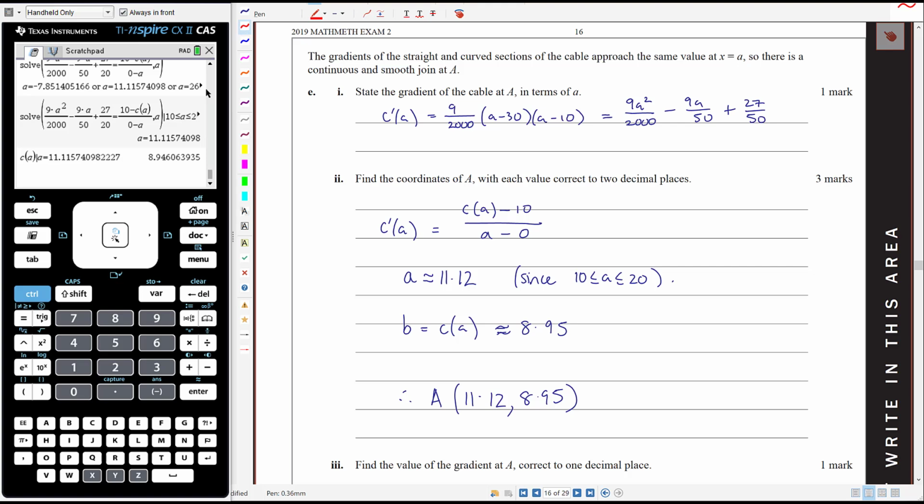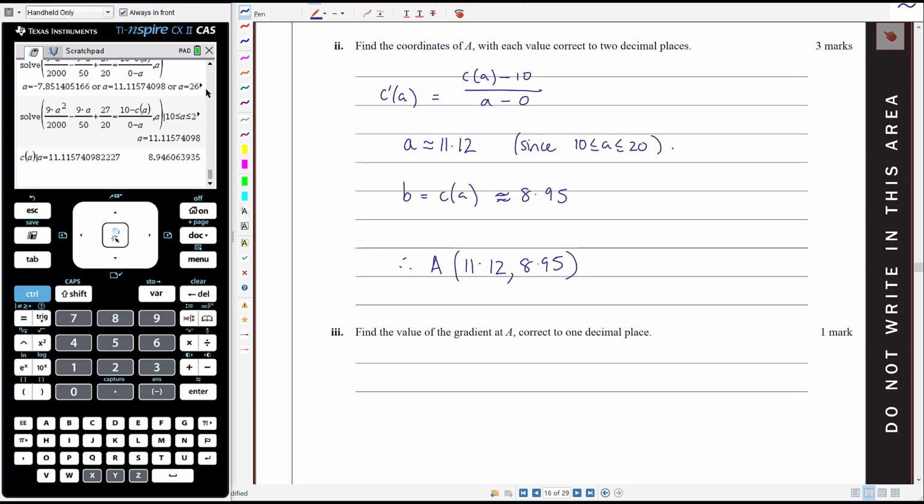So, 3 marks there. I suspect 1 for some kind of equation, 1 for your A value, and then 1 for the coordinates. But yeah, coming up with the 2 different ways to describe the gradient at A, and then equating those 2 ways. So as I said, you could have had this as your answer up here, and then you would have equated what you had in part 1 to the derivative of C at A.